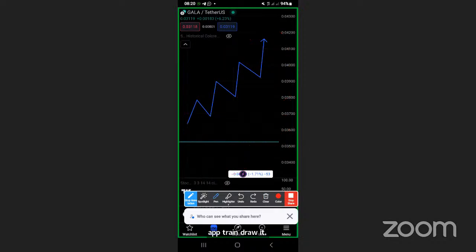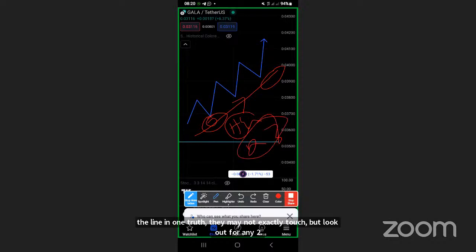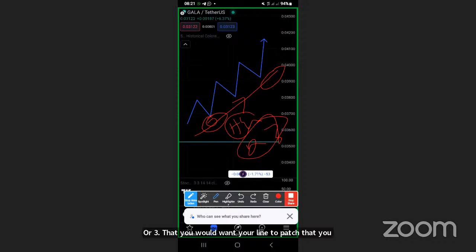So what do I mean? You have to make sure that you connect the higher lows only. And when you're doing the drawing, make sure you draw it objectively. Don't force it. Because in the course of this market price movement, there are some points where the higher lows may not really match the line you want to draw. They may not exactly touch. But look out for any two or three that you would want your trend line to touch. That is what is most important.